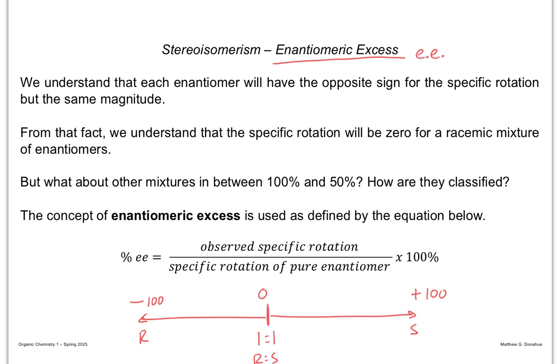This is a little bit weird to think about, how that term enantiomeric excess is defined. So we want to spend some time talking about that. There are many ways of defining it. If we're using a polarimetry measurement, it would be the observed specific rotation divided by the specific rotation of the pure enantiomer times 100.